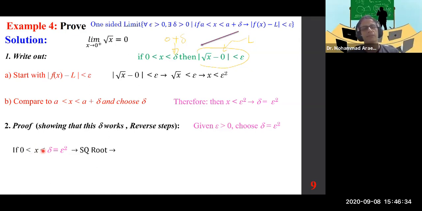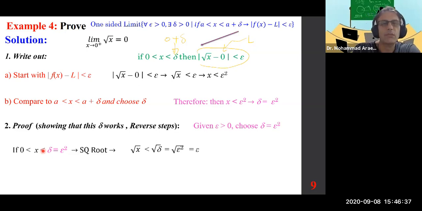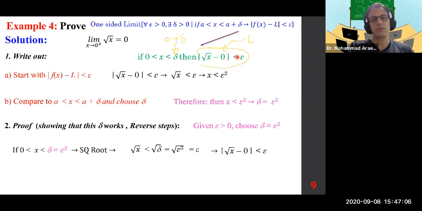And when you do that, square root of x, and by the way, all of them are positive. Epsilon is positive, delta is positive, all of them are positive values. There is no plus minus, okay? So square root of x is less than square root of delta, which is epsilon squared under the root, and when you take a root, gives you epsilon. And that's practically the result that we have. And so we are going to write it as this result, okay? Absolute value of square root of x minus 0 less than epsilon.